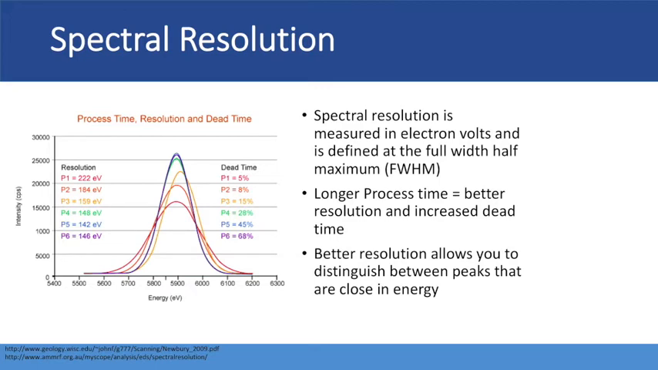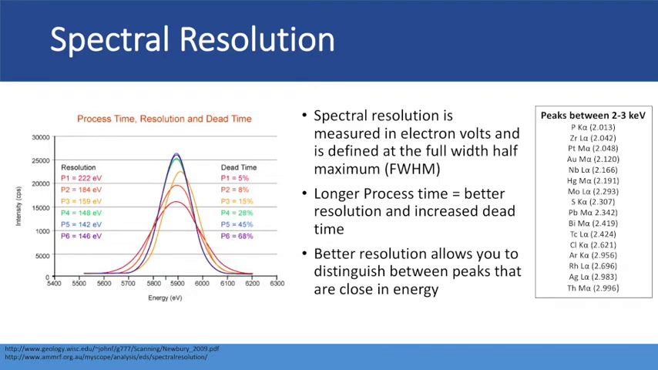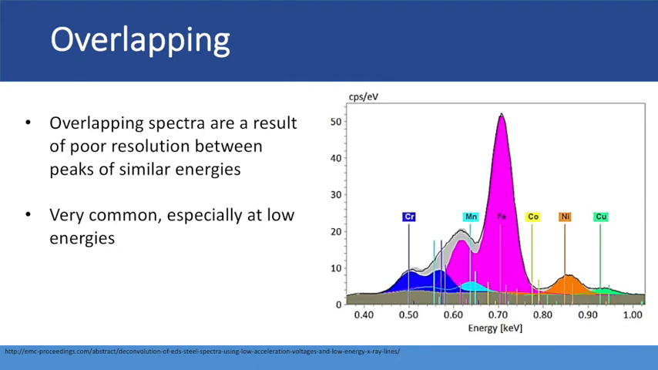This can be incredibly important. For example, there are 16 common peaks that have energies between 2 and 3 kiloelectron volts. Overlapping happens when the spectral resolution is not good enough to be able to distinguish between peaks that are close together, like the 16 I just listed. This is not the same as a sum peak.